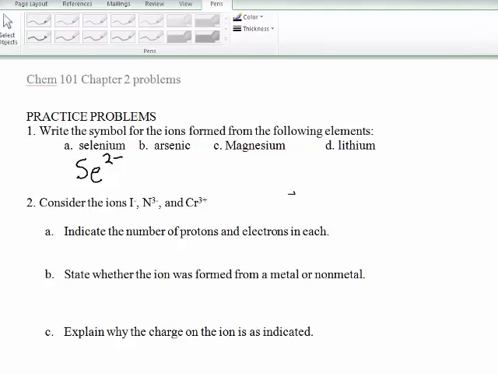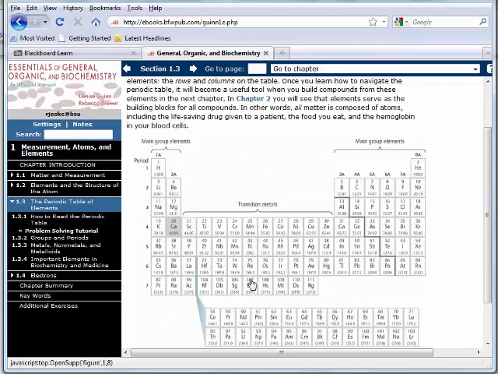So arsenic is the next element. It is right here, As, arsenic. It's element number 33. And as we see, just like selenium, the closest noble gas is krypton. So if we count 1, 2, 3, we need to gain 3 electrons to become like krypton.